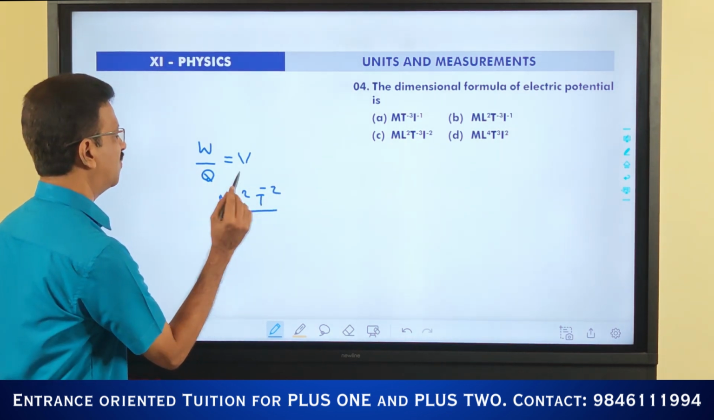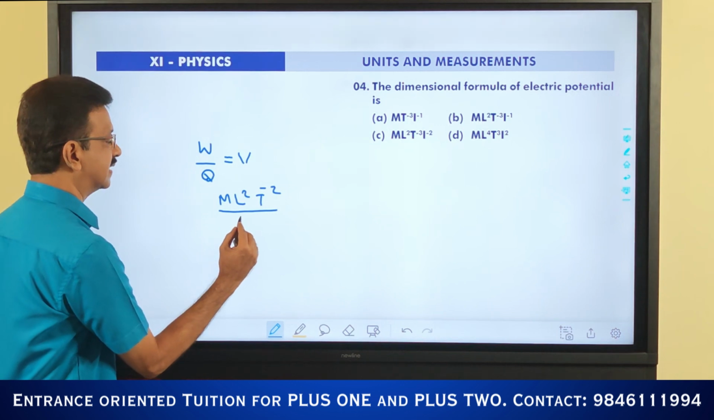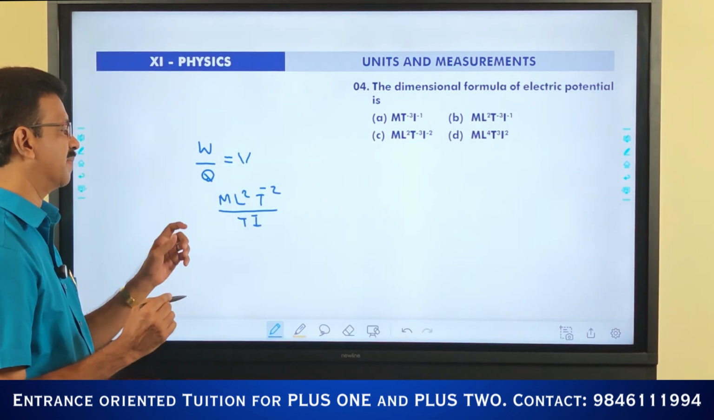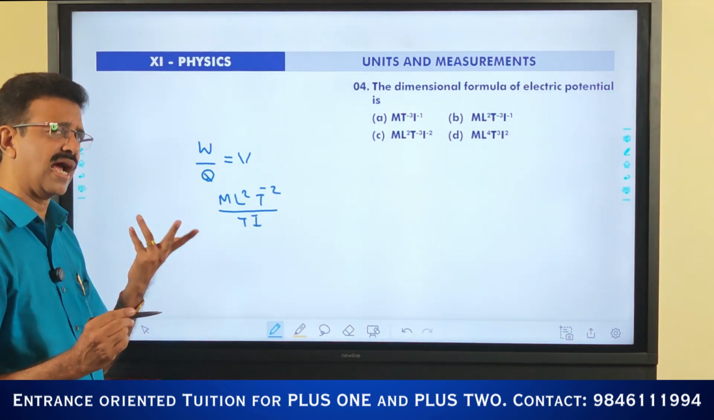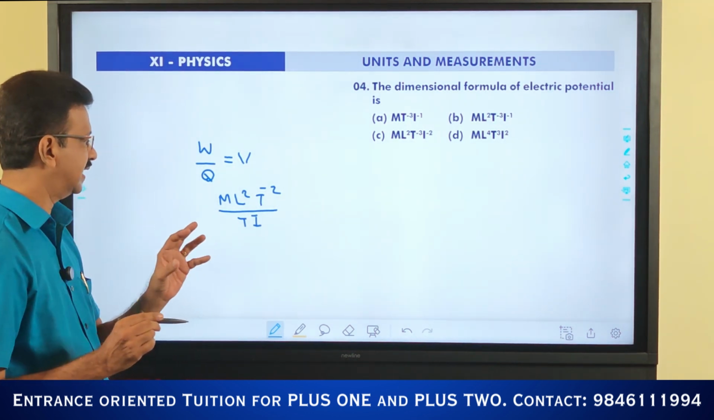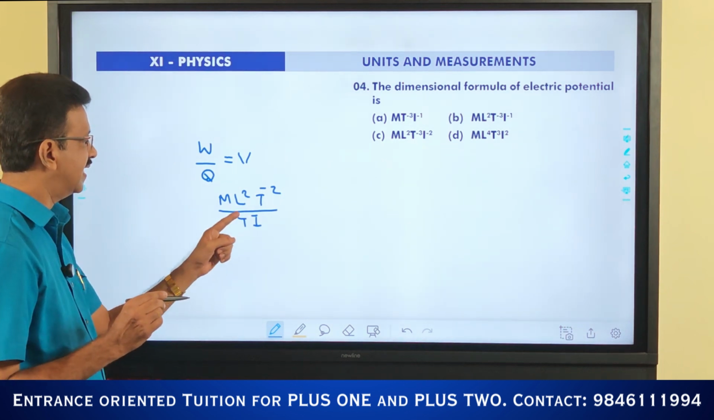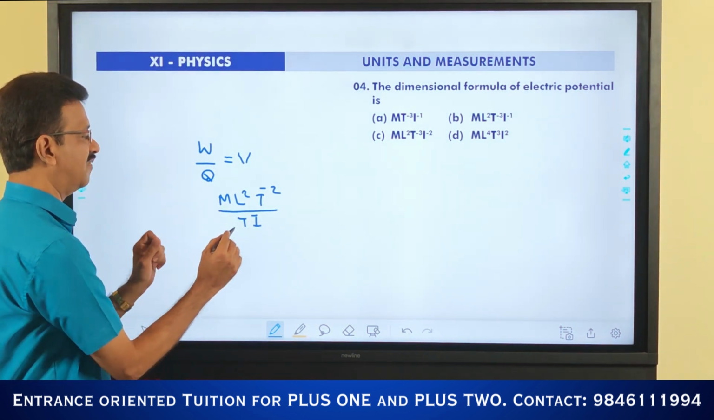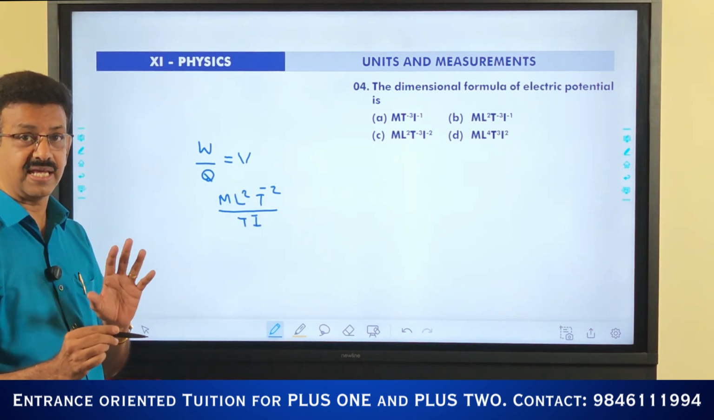I'll write it here. Work: M L square T raised to minus 2. Dimensional formula of work divided by charge. Charge is current into time. I represents the current. You can write I or A, one representation for a quantity. T into I. Current into time gives charge. Therefore, the dimensional formula of charge is TI.